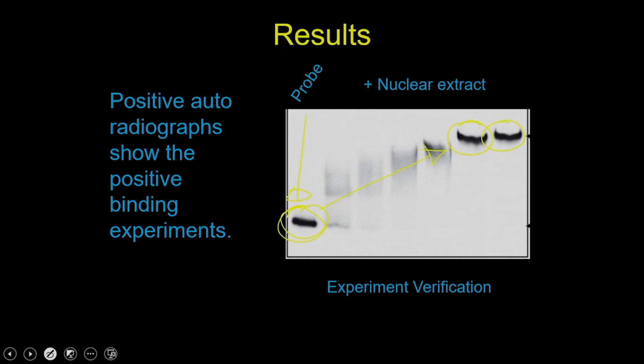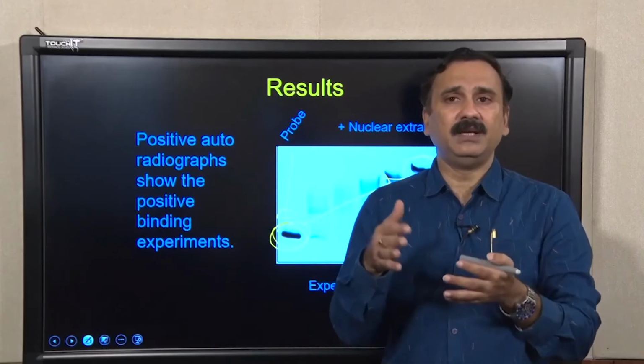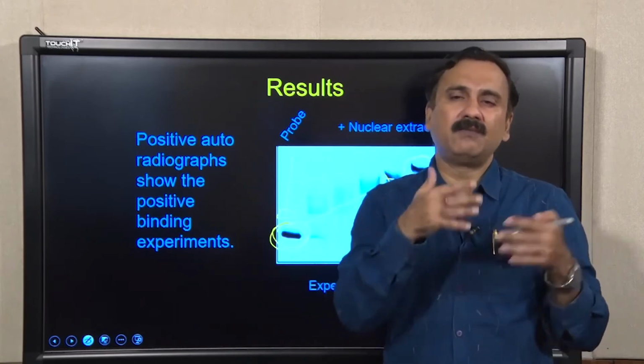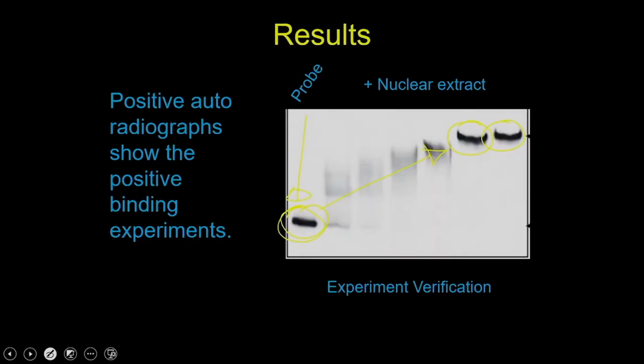And if you require, you can do some verification experiments where you add the unlabeled probe, and that is going to compete with the labeled probe, and that's how you are going to see the labeled probe coming out from the reactions.